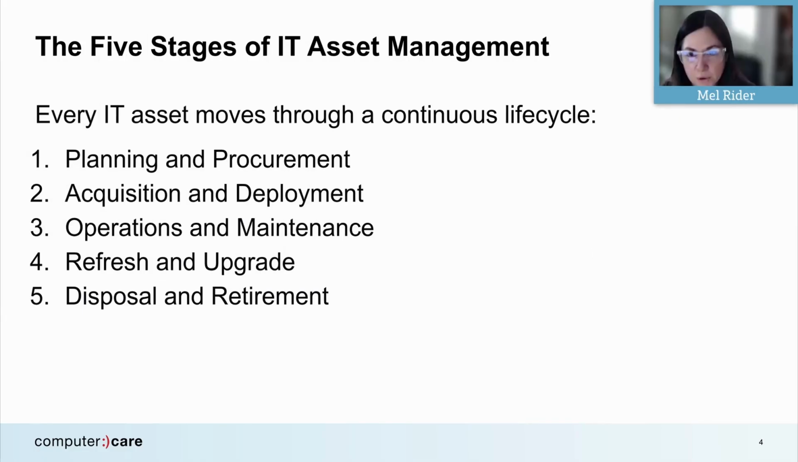I'm going to go through quickly the 5 stages of IT asset management, and then over the next few slides, we'll get into each one in more detail. But this is a continuous cycle. It's not a linear process at all. And planning and procurement may start at the first stage of this process, but it can also live after a refresh and upgrade project. That first stage is planning and procurement. The second stage is acquisition and deployment. The third is operations and maintenance. The fourth is refresh and upgrade. And the fifth is disposal and retirement.